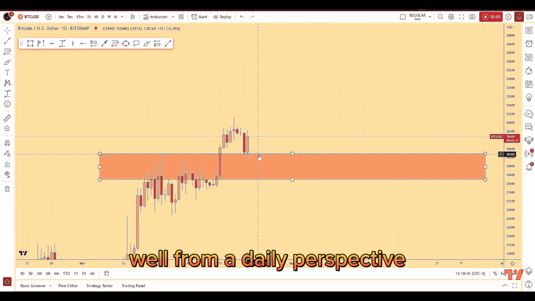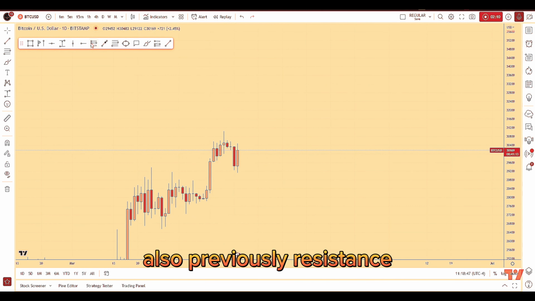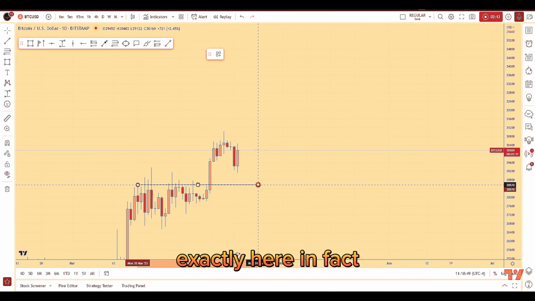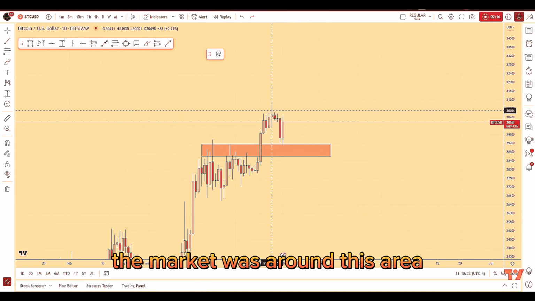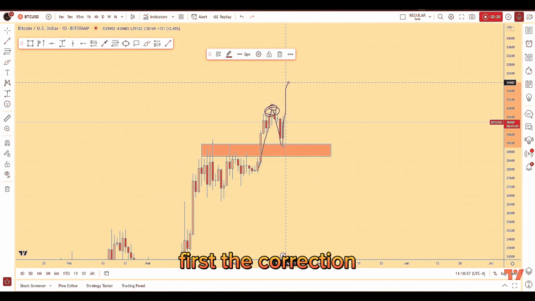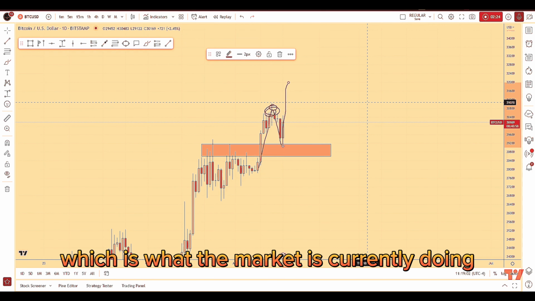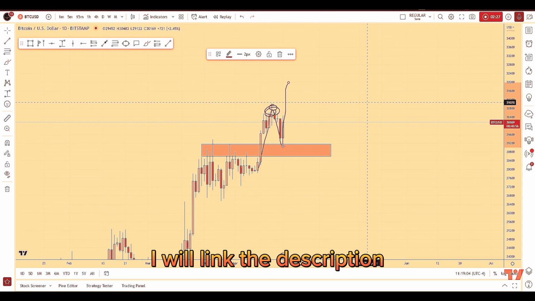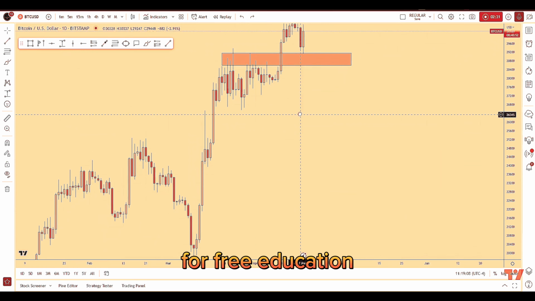Well, from a daily perspective, we can notice how the market at the moment is rejecting also previous daily resistance turned support that we had exactly here. In fact, I did speak about BTC USD when the market was around this area. After this impulse, I explained all the reasons for which we could expect first the correction and then more bullish continuation, which is what the market is currently doing. And by the way, I will link in the description that previous analysis, so you can go and check it out for more free education.